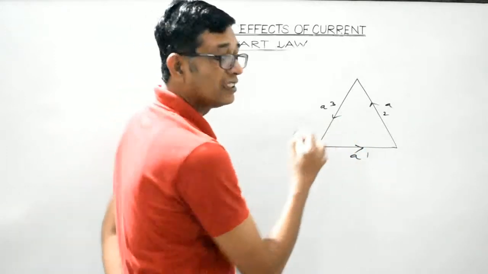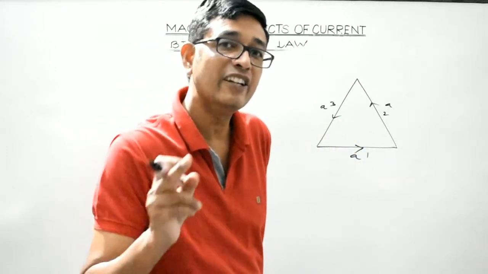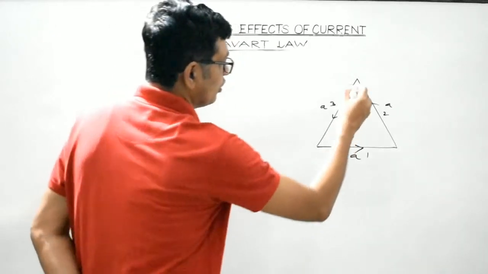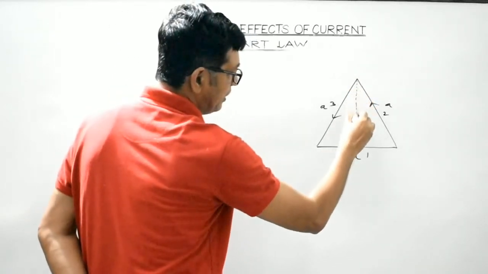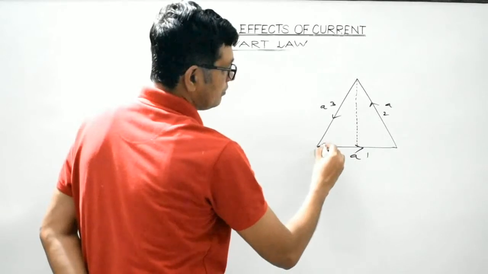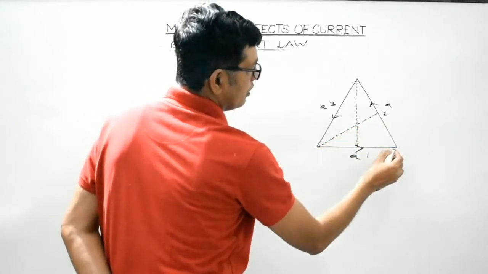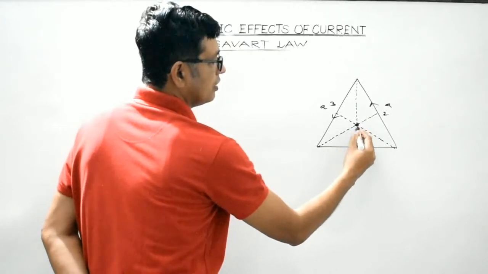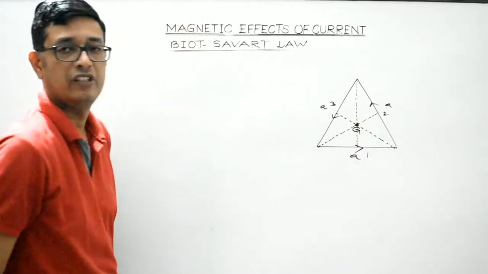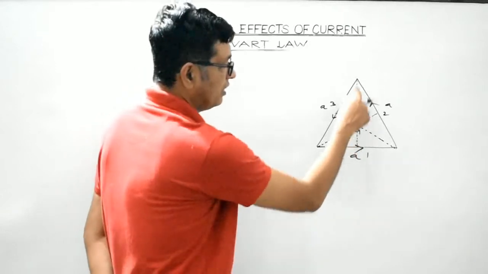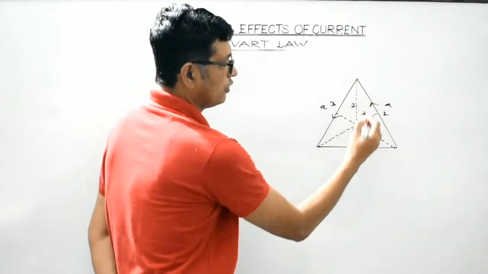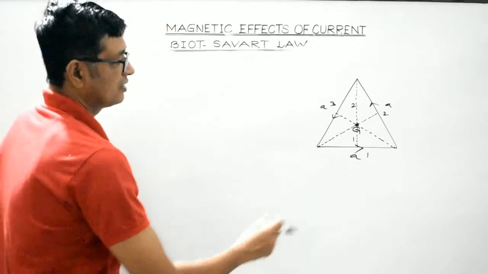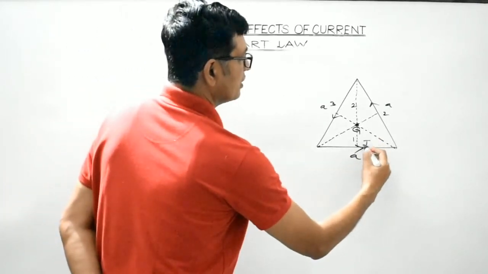Now students, center of a triangle is the centroid, which is the intersection of the medians. So let me draw the three medians. Right, these are the medians. So this is the centroid. Let us represent it by G. Now we are aware the centroid divides the median in the ratio of 2:1. We are aware of it, isn't it? So A is the side and current I is flowing along this direction.